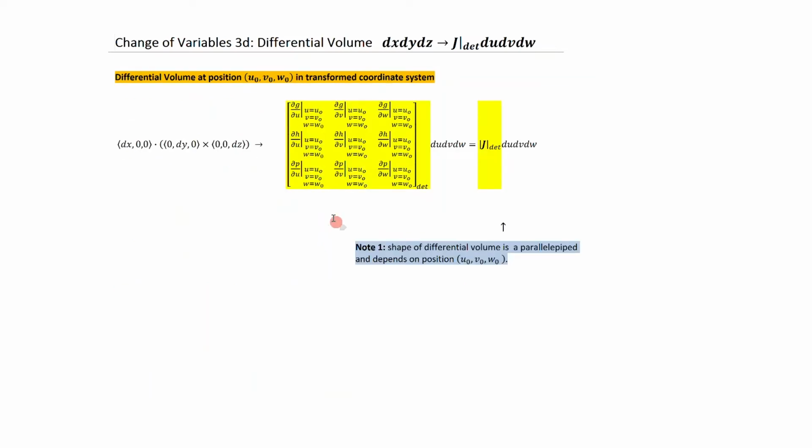All right, so just in summary, this is the differential volume in the Cartesian coordinate system. This is what it would look like in the transformed coordinate system. And the shape of this volume is a parallelepiped, and even though it remains a parallelepiped, its shape will depend on the location u0, v0, and w0 in the general case.